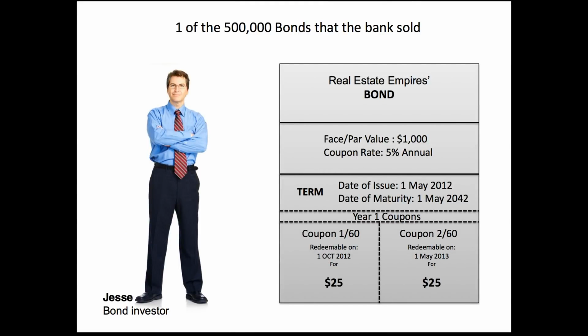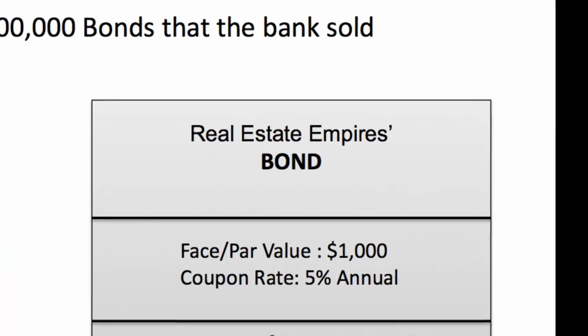Okay, so here's one of the 500,000 bonds that the bank sold, and it went to this investor named Jesse. As we look at the bond that Jesse's holding, we're going to start right at the top and work our way down. At the top of the bond is simply the name of the real estate company that issued the bond. This is the person who's responsible for ensuring that Jesse receives his coupon payments, and also whenever the bond matures, he's going to receive his $1,000.